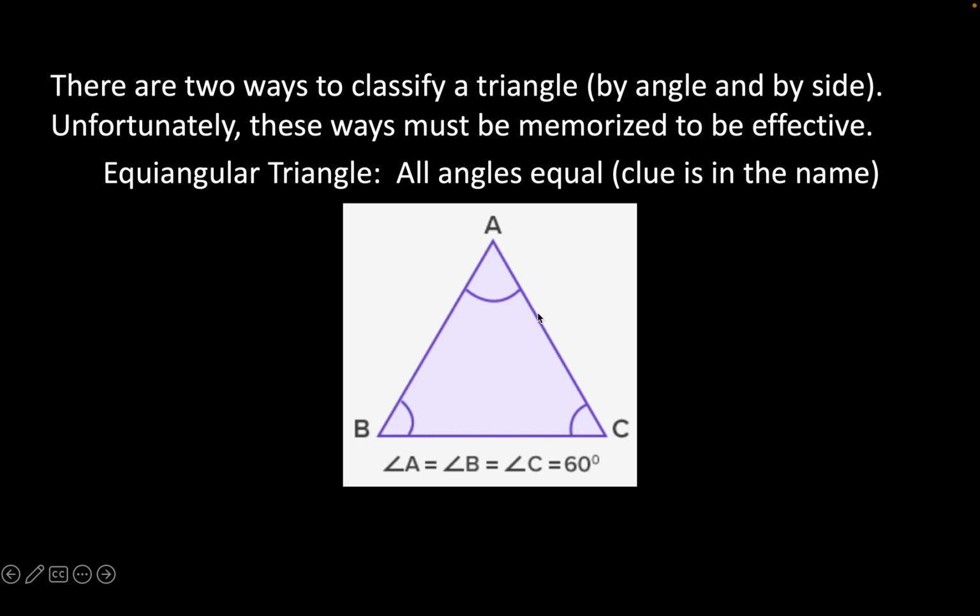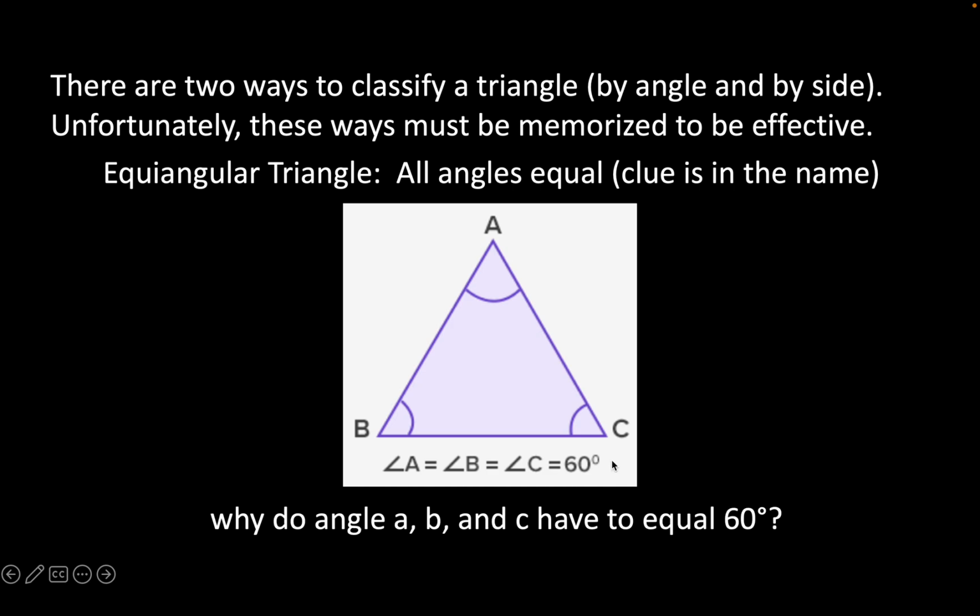These marks, whenever you see them on the inside, mean that if each of these has one mark, each of these is the same. And what you would be able to say is that angle A, which is this angle here, is equal to angle B, which is also equal to angle C, which is all equal to 60.